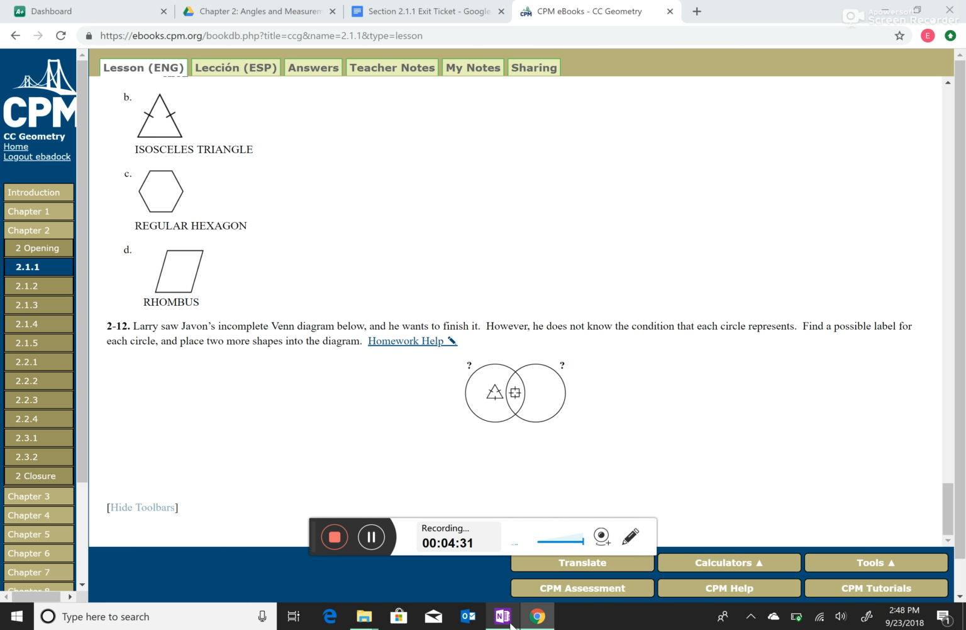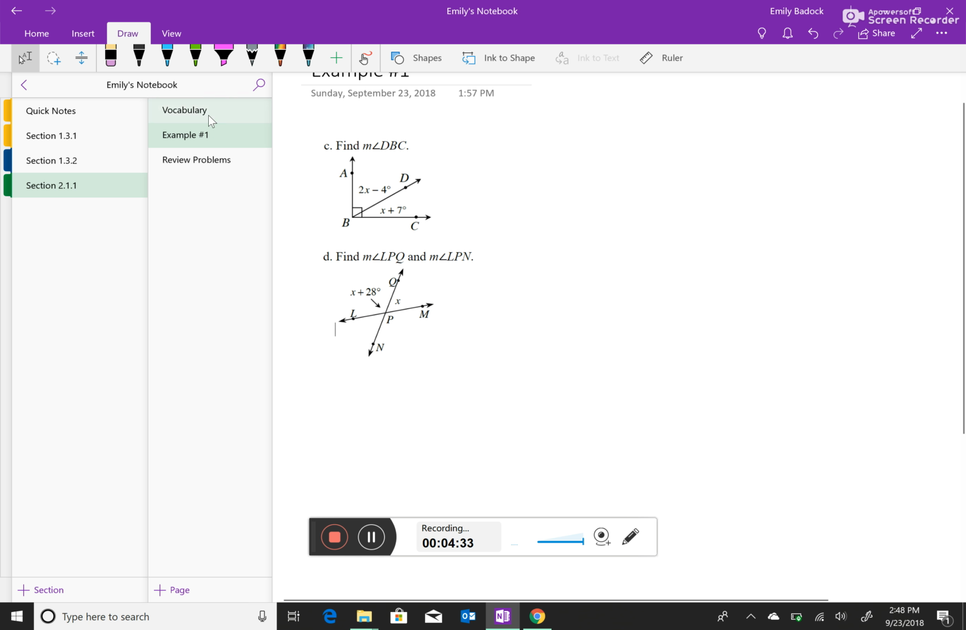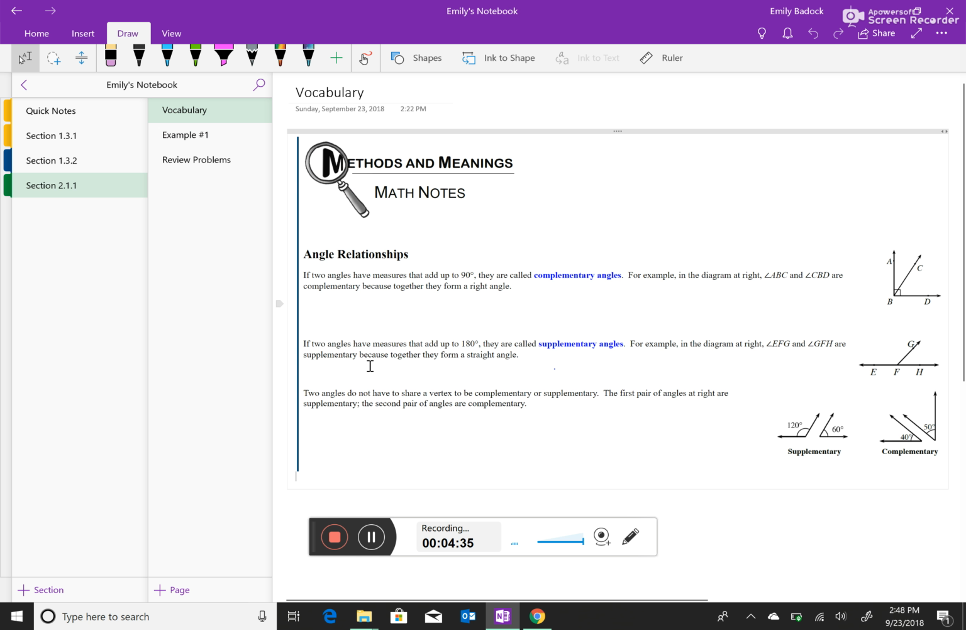So we are going to go ahead and start with our notes, starting with vocabulary. This is also in your book if you need to refer back to it. The two big definitions we're going to talk about today are complementary angles and supplementary angles. Complementary angles are two angle measures that add up to 90 degrees. And supplementary angles are two angles that add up to 180 degrees.